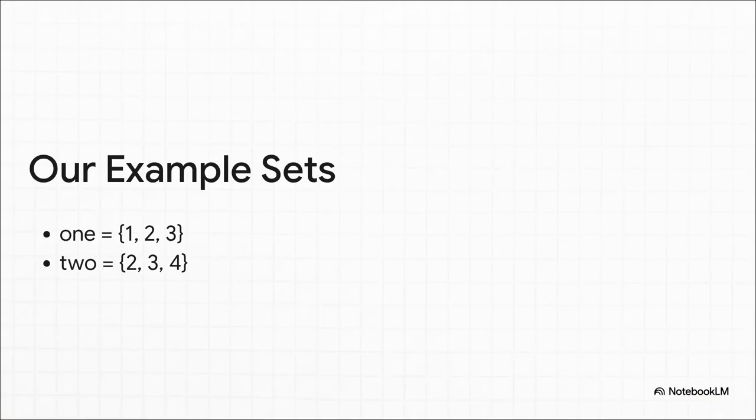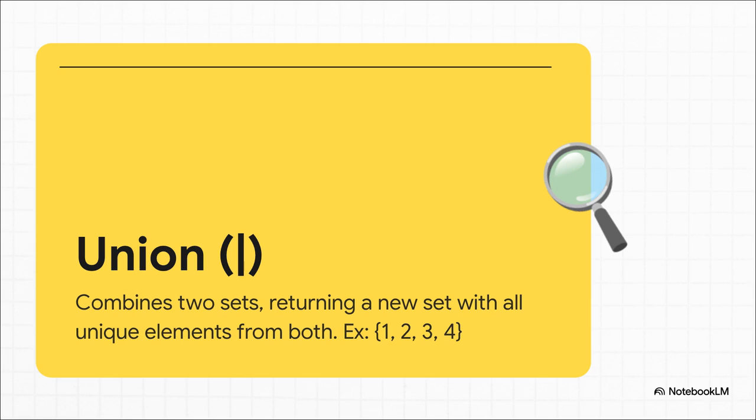All right, to see how this works, let's dive in with two really simple sets of numbers. We've got a set we'll call set 1, and it has the numbers 1, 2, and 3. Then we have another set 2 with 2, 3, and 4. First up, let's talk about union. You can use the union method or just this handy pipe symbol. What a union does is it basically combines two sets, creating a brand new set that has every unique item from both of the originals. So the union of our set 1 and 2 gives us 1, 2, 3, and 4.